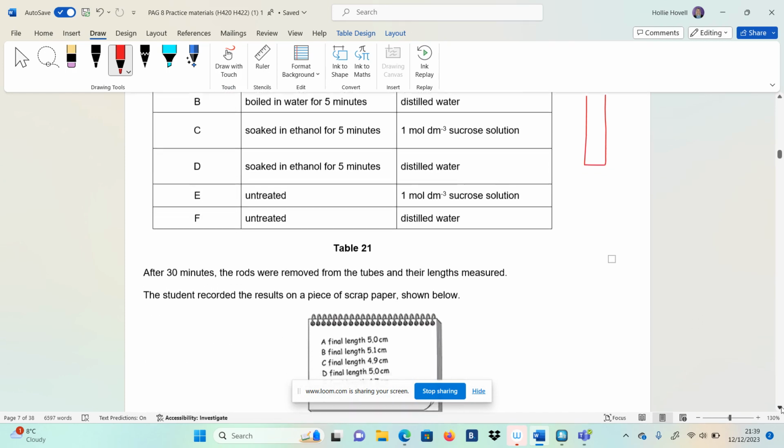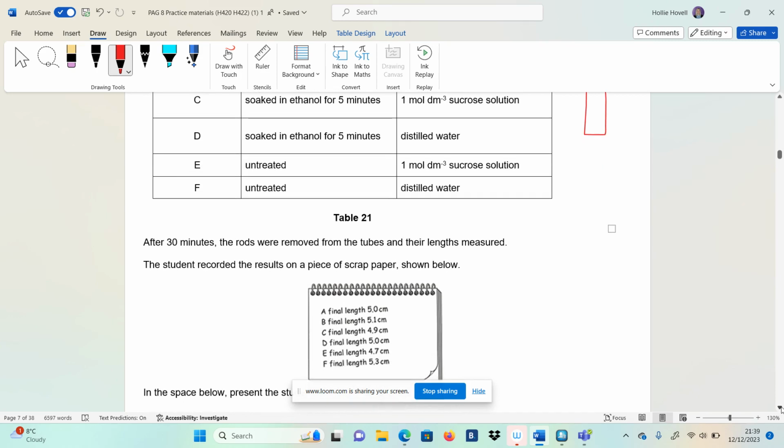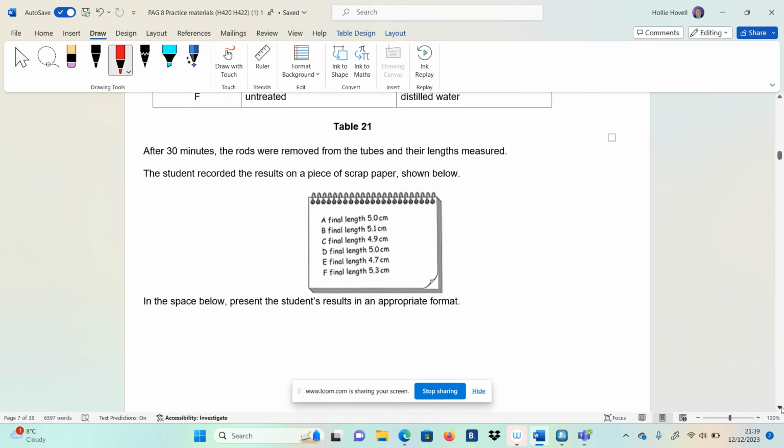After 30 minutes, the rods were removed from the tubes, the lengths measured. The student recorded the results on a piece of scrap paper. In the space below, present the student's results in appropriate format. Okay, so hopefully you're starting to get the hang of how strict they are on results tables, and you have to be able to do them without any guidance to get them ticked off on your PAG, but also they might ask you to do tables with no support in an exam as well. So it's really, really important that you know how to draw a table correctly, meeting all of their criteria.